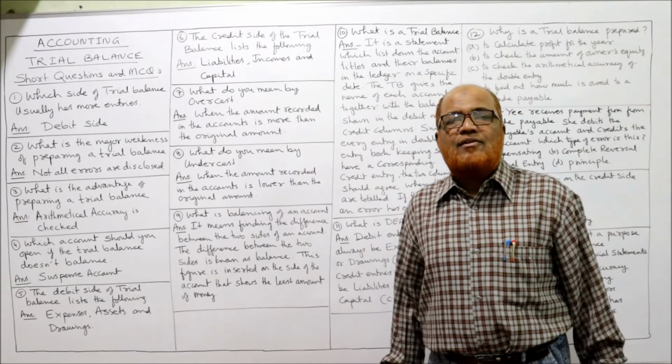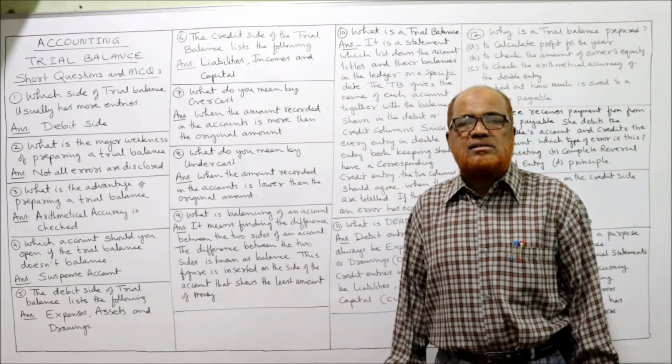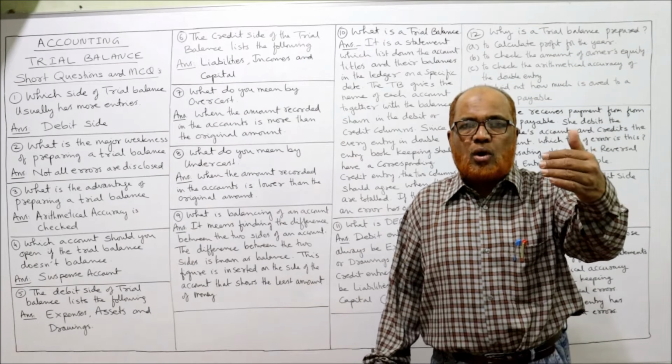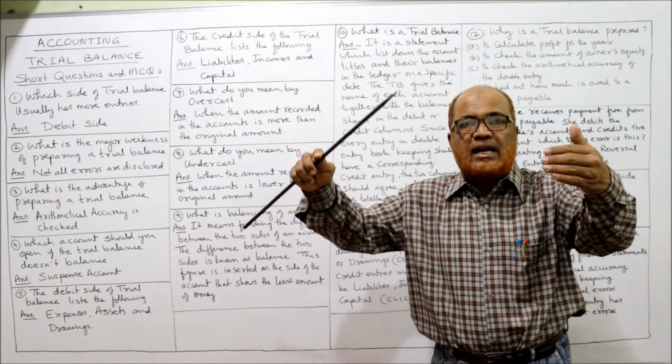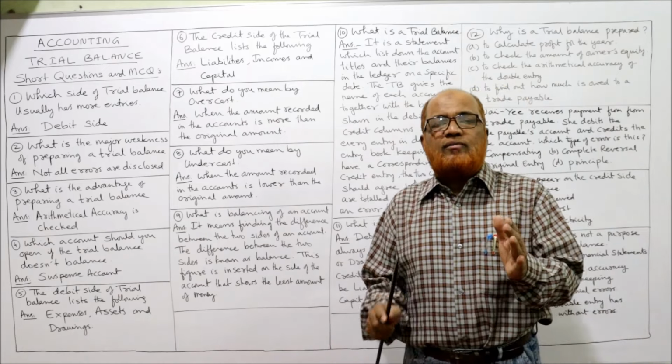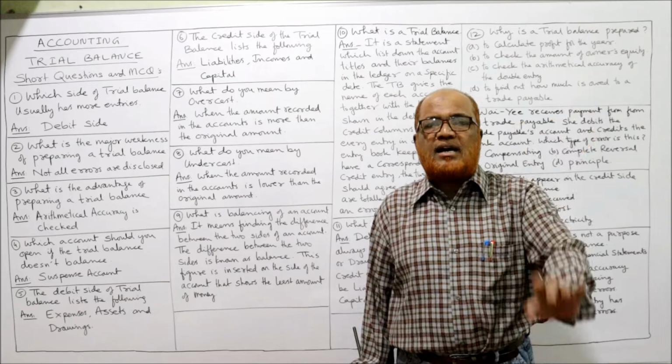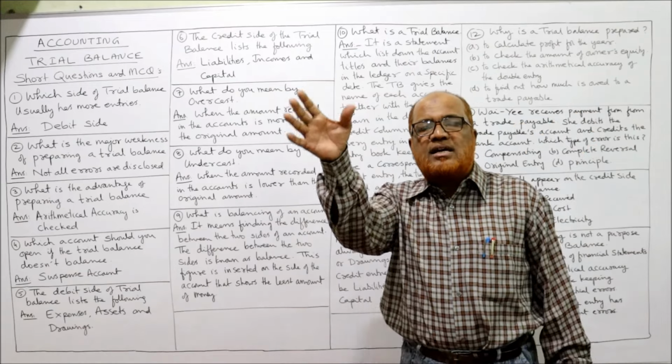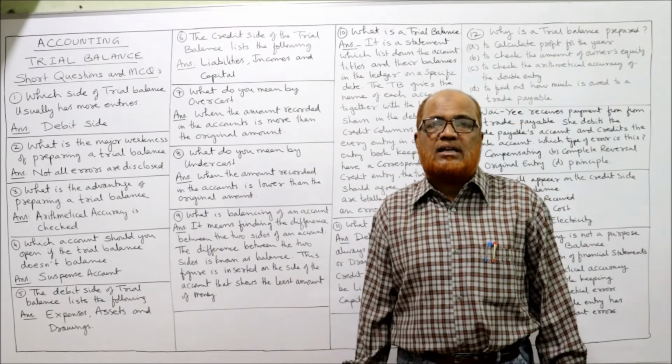At the end of the year, all the accounts will be balanced. Balance means finding out the difference between the debit side and the credit side of an account. An account will have two sides. The left hand side is called the debit side, the right hand side is called the credit side.